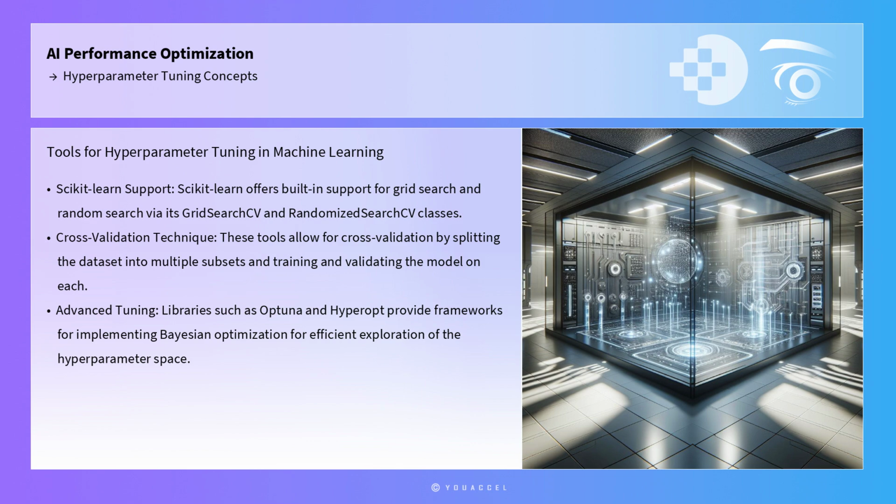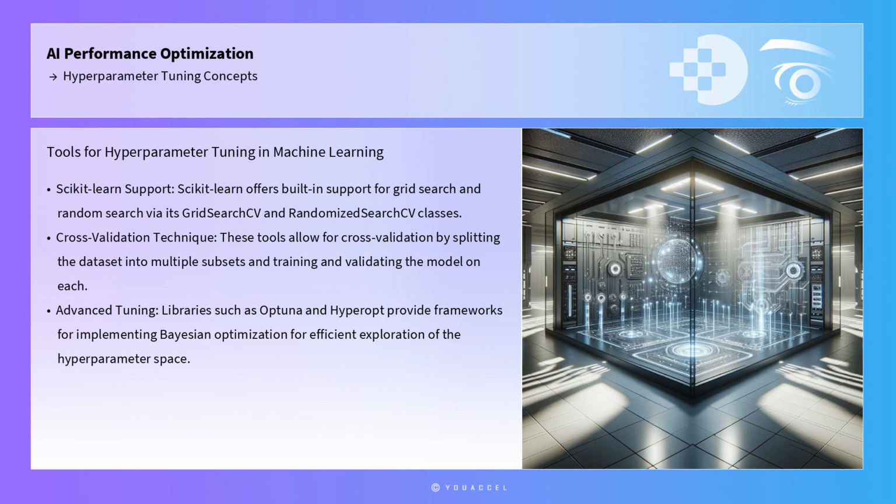Practical tools that facilitate hyperparameter tuning are crucial for professionals aiming to implement these concepts effectively. Scikit-learn, a widely used machine learning library in Python, offers built-in support for both grid search and random search via its GridSearchCV and RandomizedSearchCV classes. These tools allow for cross-validation, a technique that further aids in assessing the model's ability to generalize by splitting the dataset into multiple subsets and training and validating the model on each.